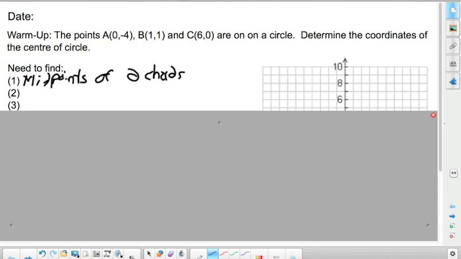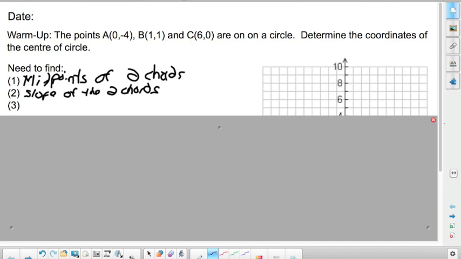Okay, why do we need the slope of the 2? Sorry, say that again? So that you can plug it into y equals. Okay, so you're close. We don't necessarily need the equation of a chord, right? But what is it that we want the equations of? Yeah. So the third thing that we need is the equations of the perpendicular bisector.